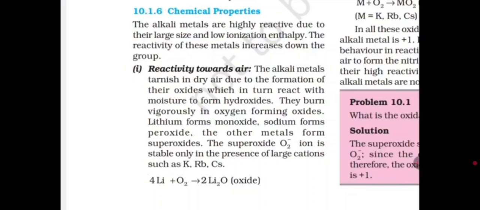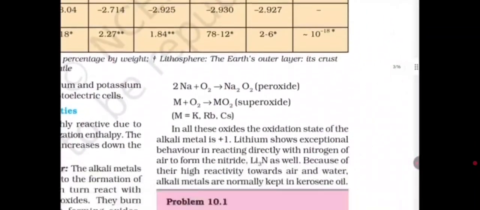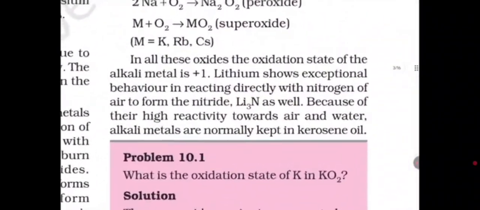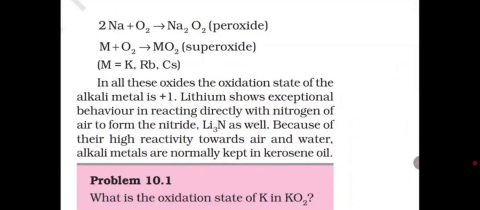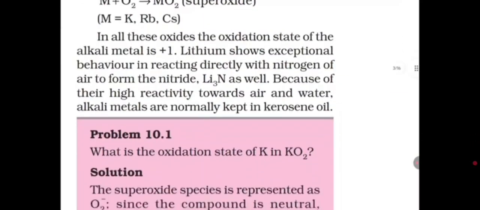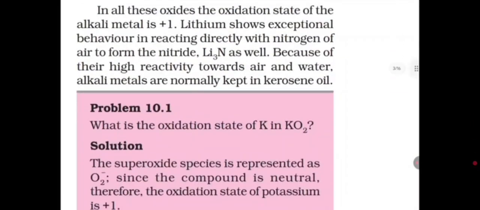A reaction is given where 4 Li plus O2 gives 2 Li2O, which is an oxide. Next we have 2 Na plus O2 gives Na2O2, that is a peroxide. Whereas another reaction is M plus O2 gives MO2, which is a superoxide, and this metal can be potassium, rubidium or cesium. In all these oxides, the oxidation state of the alkali metal is +1.